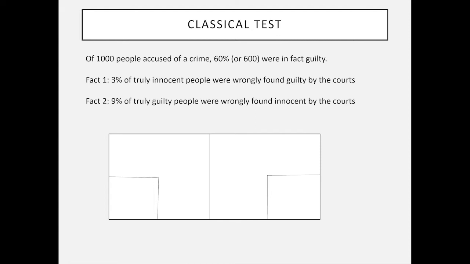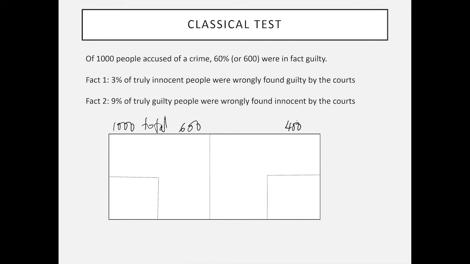If we just think about it this way, we've got 1,000 people in total. Let's say over here we've got 60%. That's 600 people. These are the guilty people, or at least found to be in fact guilty. And then that means 400 people on this side. These are the people that were in fact innocent.